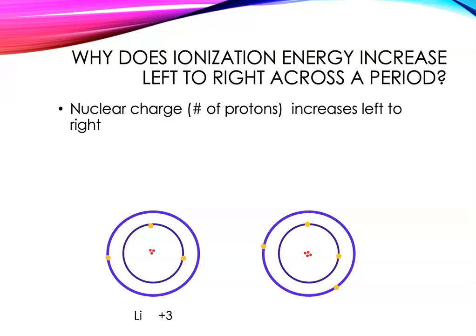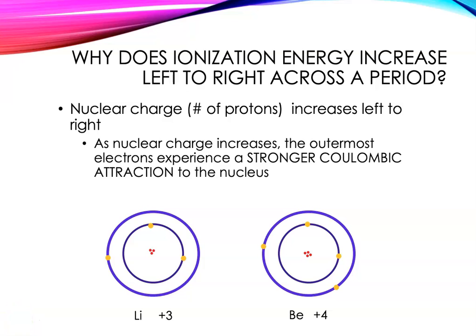An atom of lithium has 3 protons in the nucleus, so it's got a nuclear charge of +3. An atom of beryllium has 4 protons, so it's got a nuclear charge of +4, and that's really the key difference. The nuclear charge, the number of protons, is increasing from left to right, but we're adding electrons to the same energy level. Therefore, as the nuclear charge increases as we go from left to right, the outermost electrons experience a stronger Coulombic attraction to the nucleus.